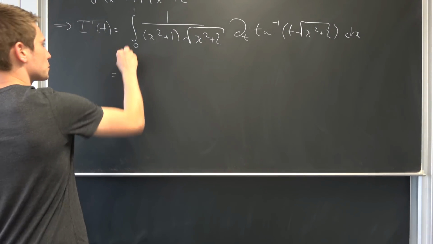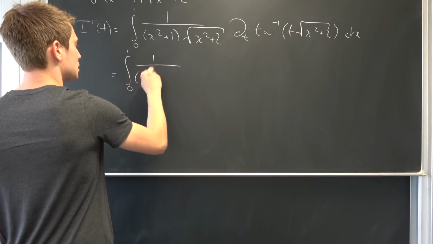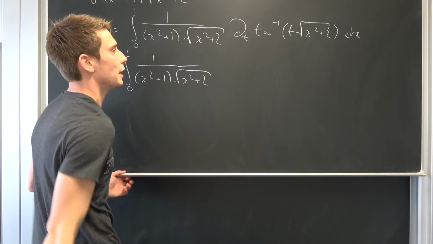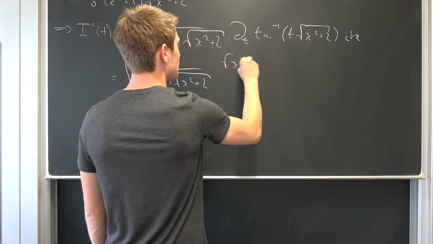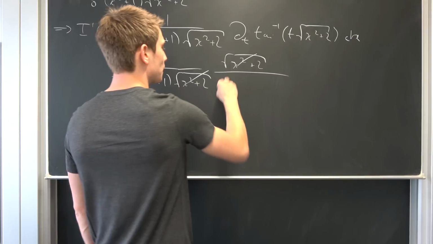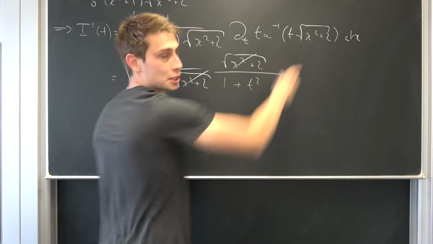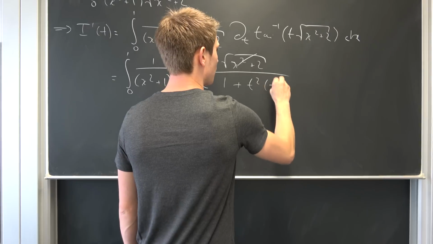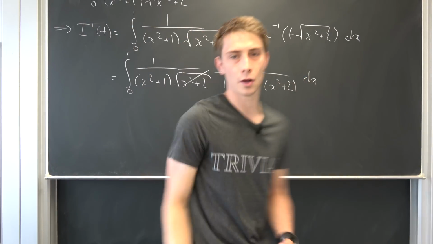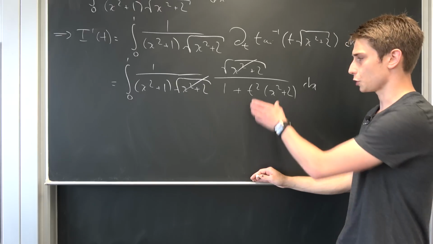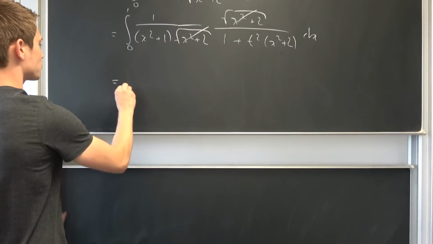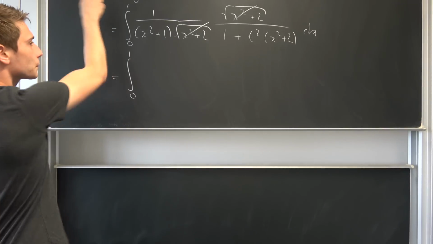So that's the integral from 0 to 1 of 1 over x squared plus 1 times the square root of x squared plus 2. And now, what do we have? At first we have the square root of x squared plus 2, and you see, this is going to cancel out quite nicely, over 1 plus that argument squared right here, t squared times x squared plus 2, integrated with respect to x. And what you can do now, we can just factor this stuff out, and then we have a final expression for now for our I prime of t.